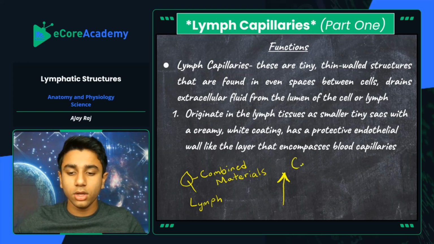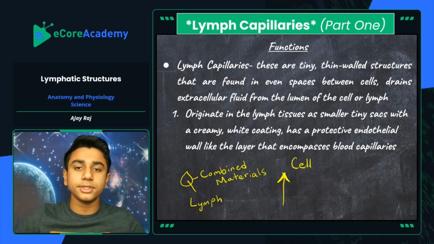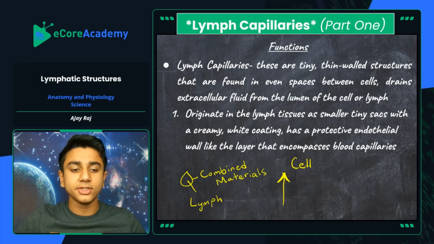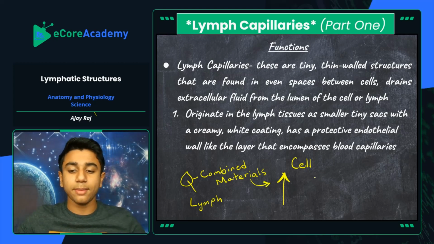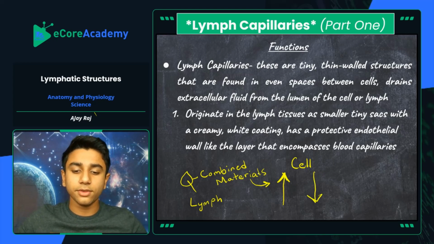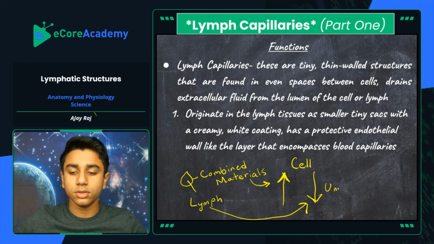So if this is your cell, any cell, this can be a red blood cell, a white blood cell, an antibody, any of these cells that comprise your body, a regular animal cell, let's generalize it, things that make up the human body. What they will do is input these combined materials that are needed, these sac-like structures basically collect these items. And these lymph capillaries will also drain out fluid. So here you have the combined materials, and it's going to drain out through lymph unnecessary fluid.